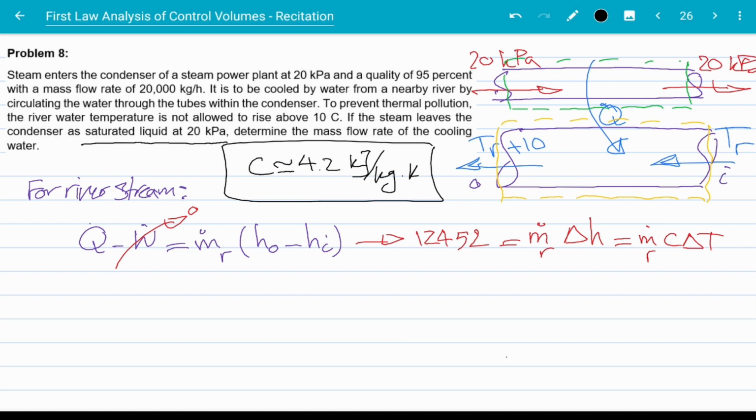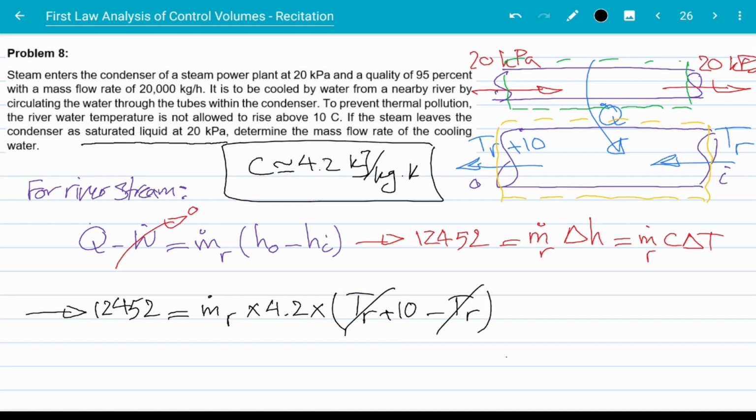Now with that known, I can say 12,452 is equal to my unknown mass flow rate of river times 4.2 times temperature at the exit, which is temperature of the river plus 10, minus temperature at the entrance, which is temperature of the river. These two cancel each other, and I get 42 m dot. Now, if I do the math, I get that the m dot of river is 296.48 kilograms per second.